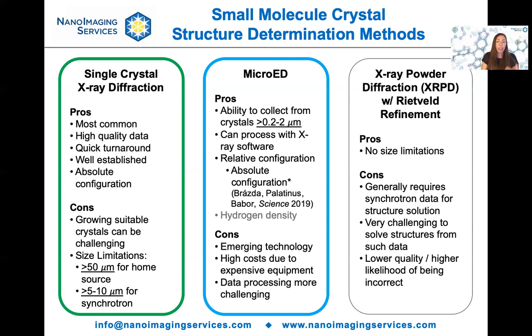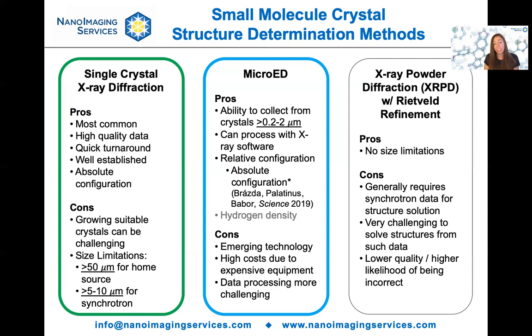I'll also mention and put a comparison in with X-ray powder structure determination from X-ray powder diffraction using Rietveld refinement. So this is another technique that has a very nice size range. There's no real lower limit on the size of crystals accessible to this technique. But the big cons here are that to get high enough quality data to actually solve your structure from it, you probably should be using synchrotron radiation, which not all groups have access to.